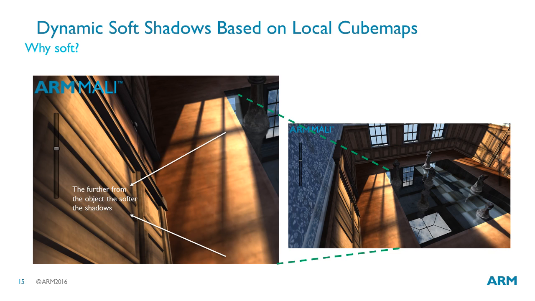Another important feature of this technique is that it can reproduce the softness of the shadows. We can render soft shadows with this technique. It is important, otherwise the shadow won't be realistic. And we can see that with this technique, the farther from the object, the softer the shadows. So we can reproduce the softness of the shadows.